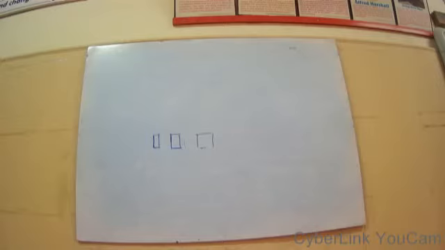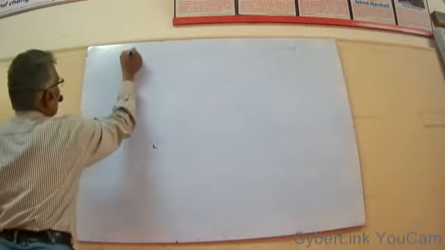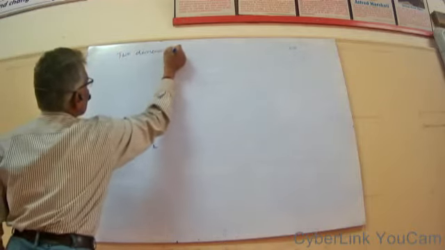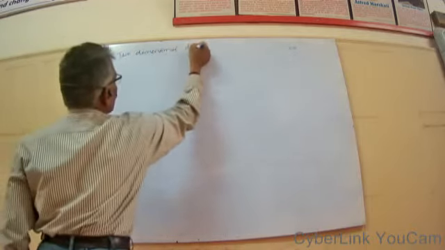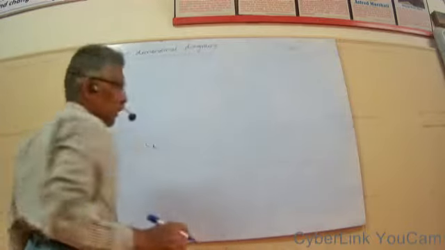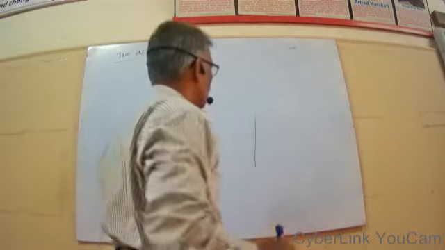Now the commonly used two-dimensional diagrams. One dimension means only one line like this. Two dimensional means upward and this.